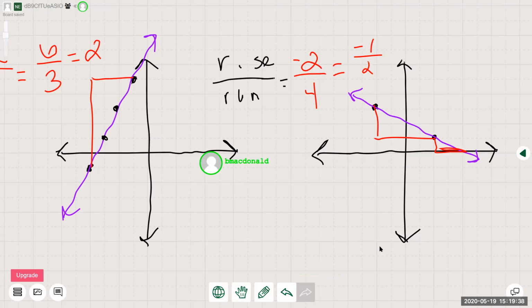And really, for finding slope from a graph, that's all there is to it.